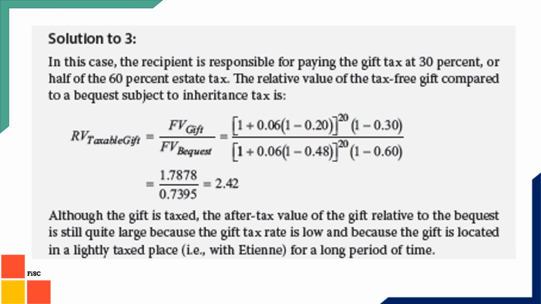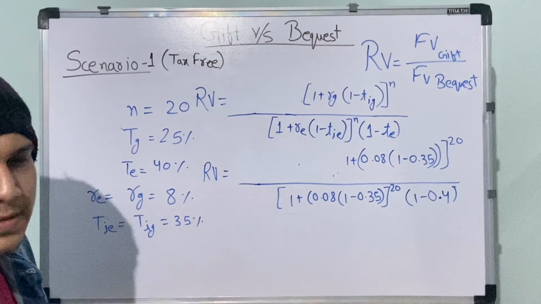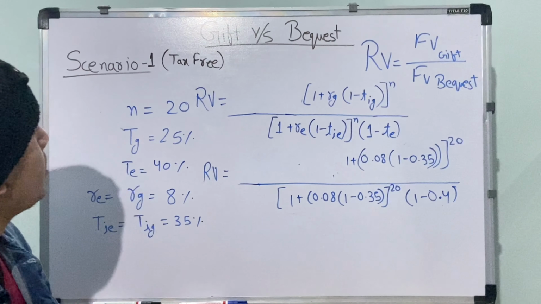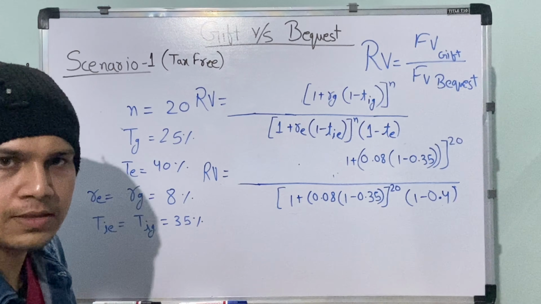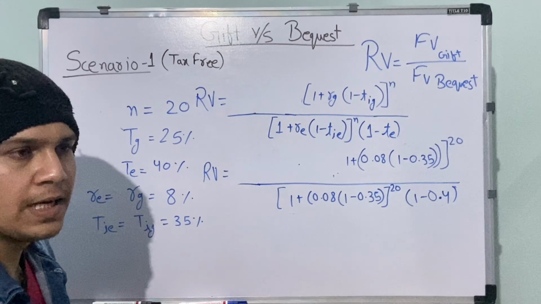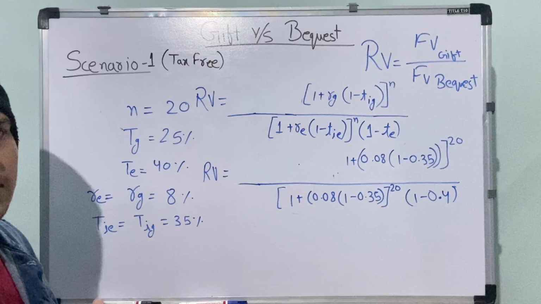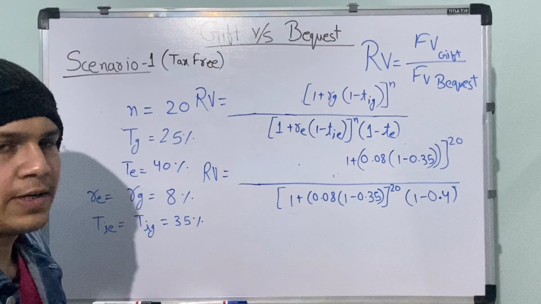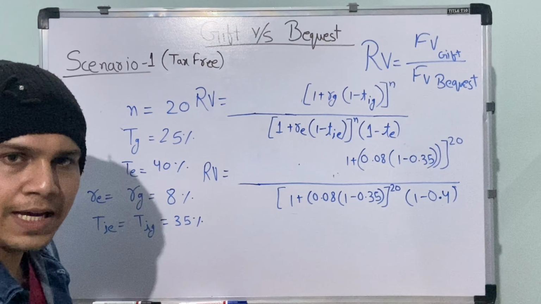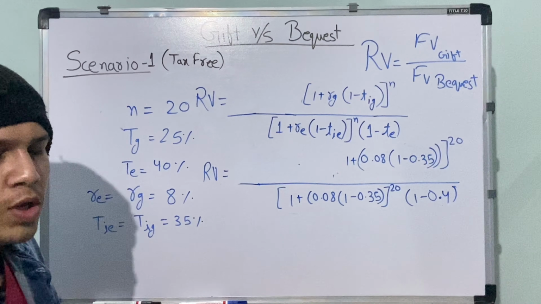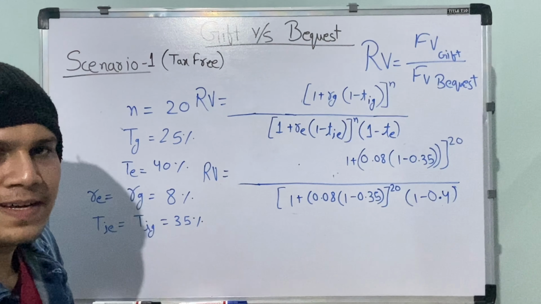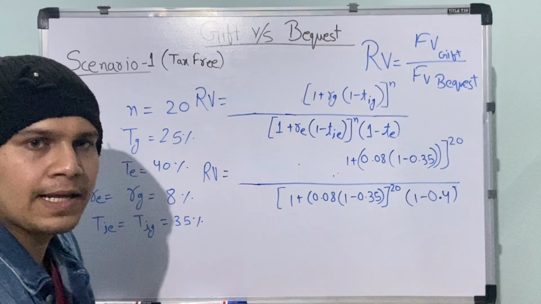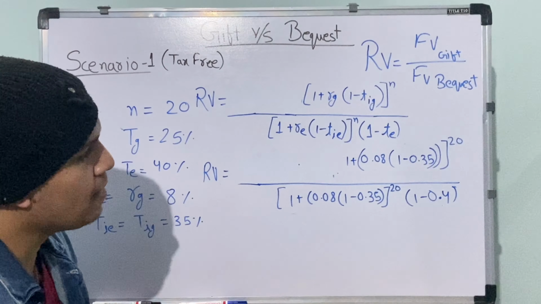There is another example. Now we will look at one example where we will see which is better, gift or bequest. Here there are three cases. One is a tax-free gift. The other case is a taxable gift. In a taxable gift, it could be either the donor pays the tax or the receiver pays the tax. All three formulas are already there in the reading and in the slides which we have already shown, but here we will look at an example to understand it in a better manner.